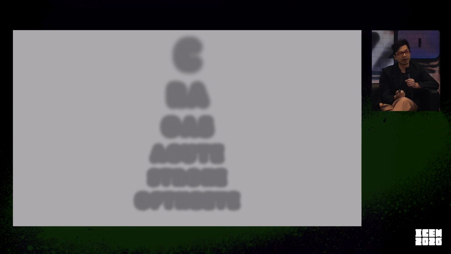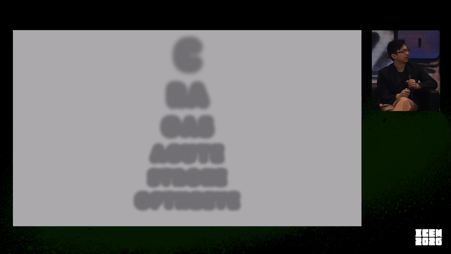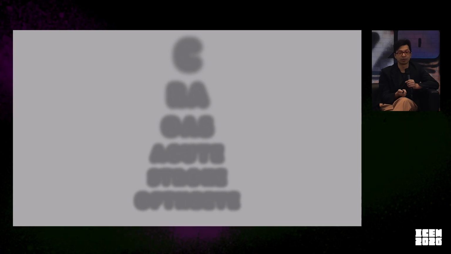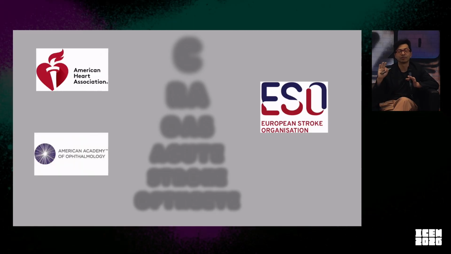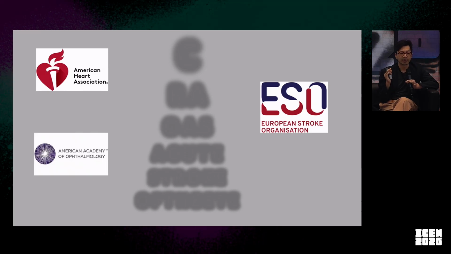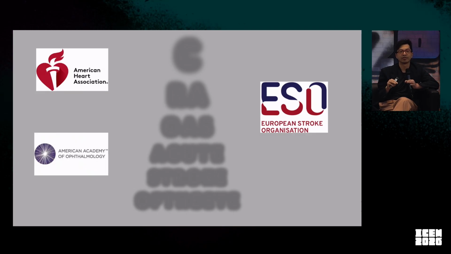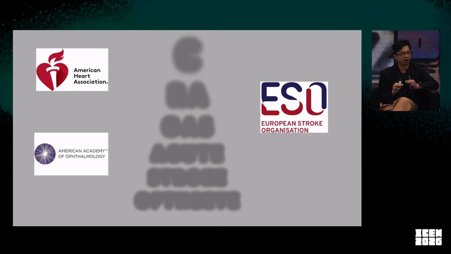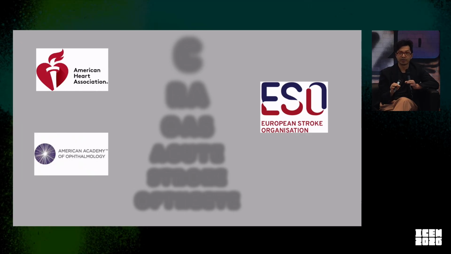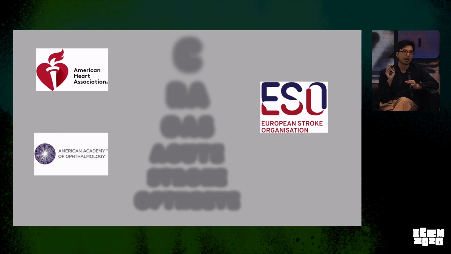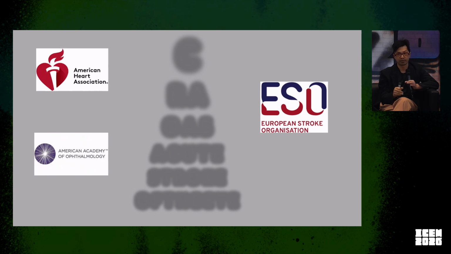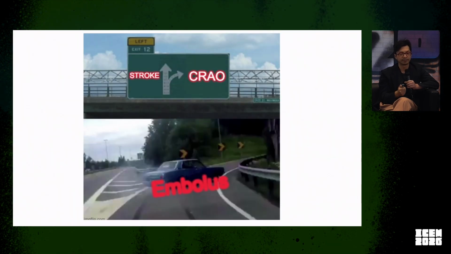Now, we're here to talk about this entity as something that's similar to stroke, and this has actually been recognized since 2021. The American Heart Association, the American Academy of Ophthalmology, and even here, the European Stroke Organization, all recognize that CRAO is an entity with pathophysiology and management that is similar to cerebral ischemic stroke. So that's the way we should think about it.